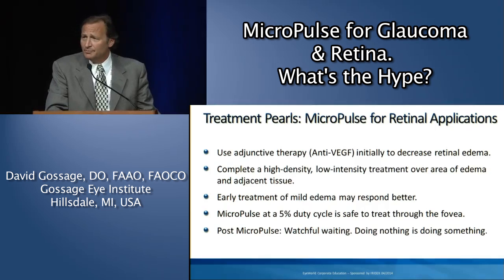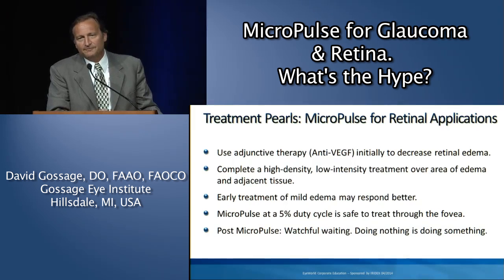And don't forget, you want to make sure you use the 5% duty cycle to treat through the fovea. And also, sometimes with these patients, post-MicroPulse, watchful waiting is important because some of these people will get a delayed effect over time. So if you watch these people long enough, they'll continue to improve.